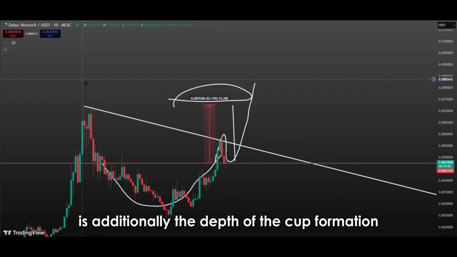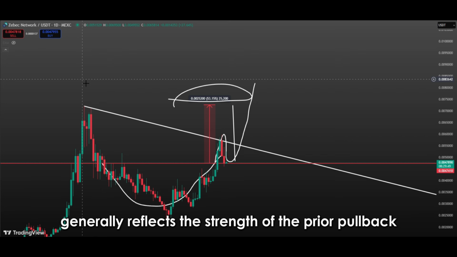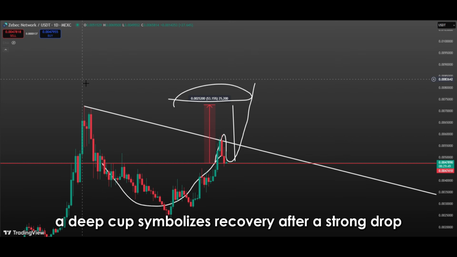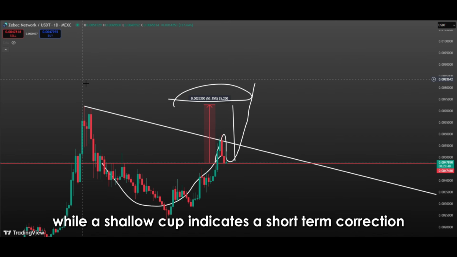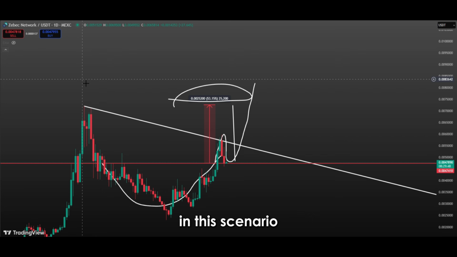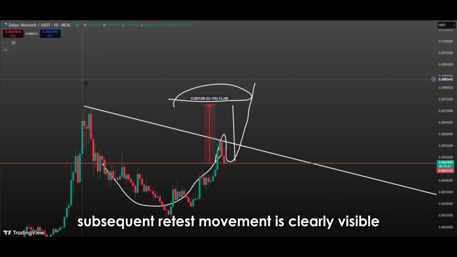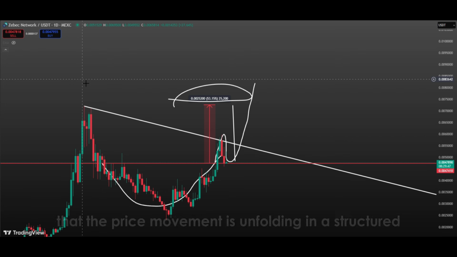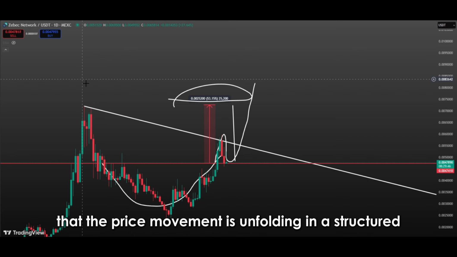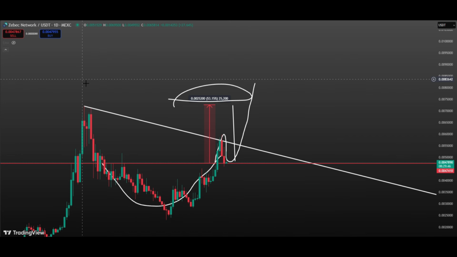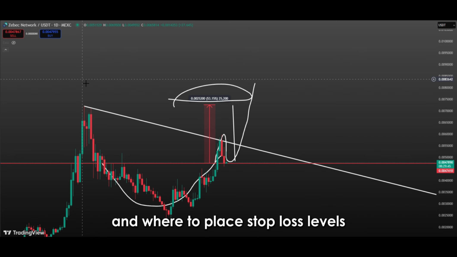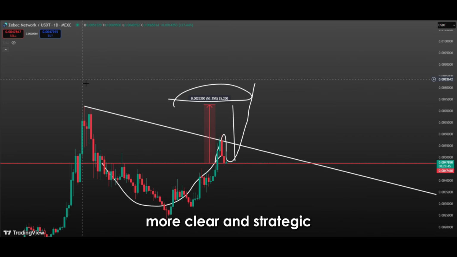Additionally, the depth of the cup formation generally reflects the strength of the prior pullback. A deep cup symbolizes recovery after a strong drop, while a shallow cup indicates a short-term correction. In this scenario, the cup is small but technically well-defined, and the subsequent retest movement is clearly visible. This suggests that the price movement is unfolding in a structured and technically sound manner. This is reassuring for investors because it makes decisions like when to enter a position, when to take profits, and where to place stop-loss levels more clear and strategic.